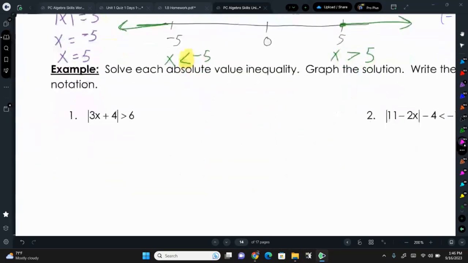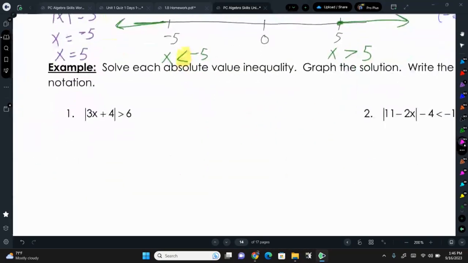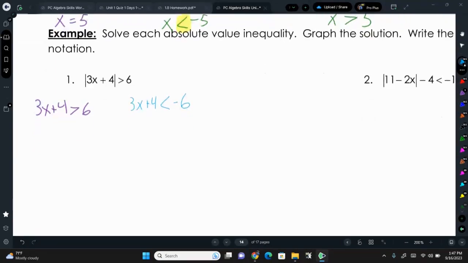So if we look down here, we have some examples. First step is always to isolate the absolute value, get it by itself, and then we're going to switch it to 2 equations, one positive and one negative, but for the negative one you have to flip the sign. So we have 3x plus 4 is greater than 6, and then 3x plus 4 is less than -6. And then you'd have to solve these.